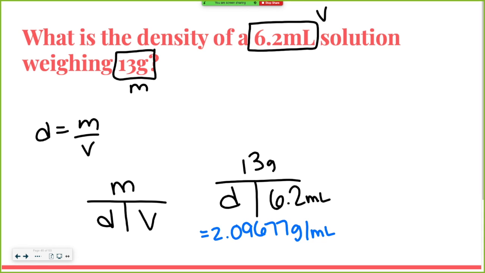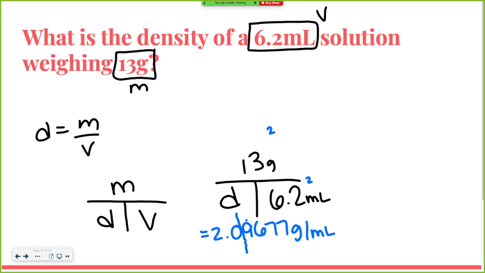All right, so how many sig figs does 13 have? 2. Remember, this is the multiply, divide rule, so it's based on total sig figs. How many sig figs does 6.2 have? 2. So how many can my answer have? 2. So I'm going to cut it off right here.